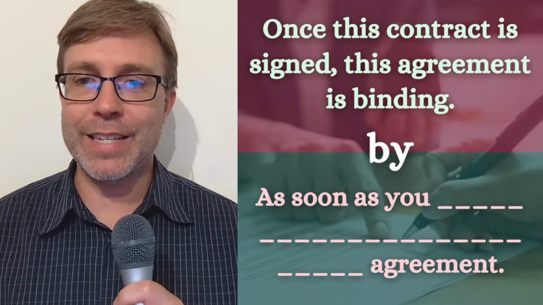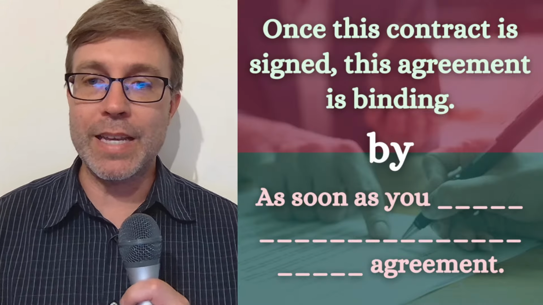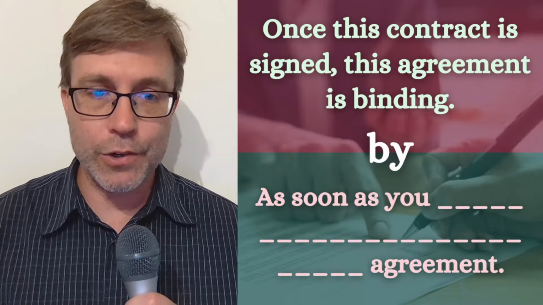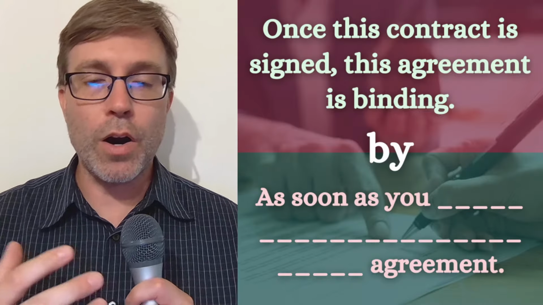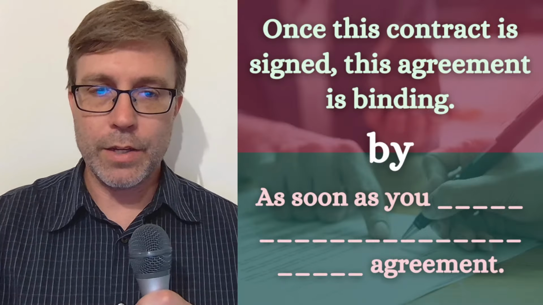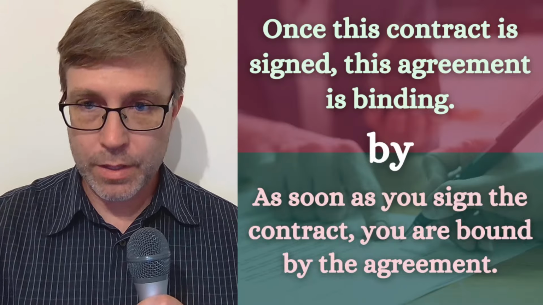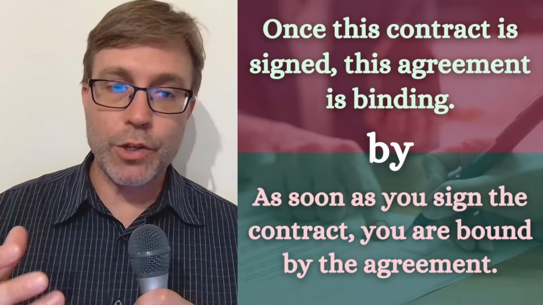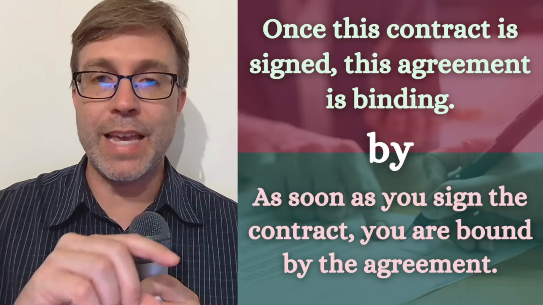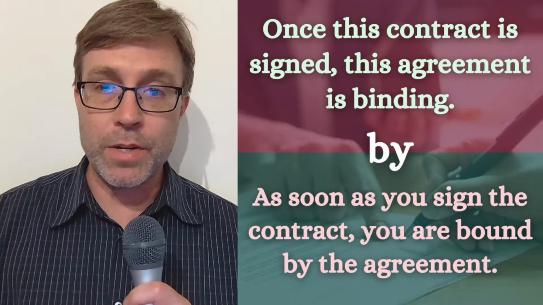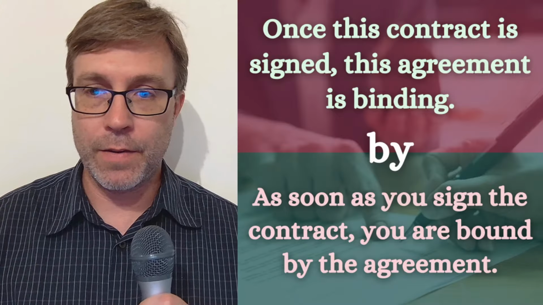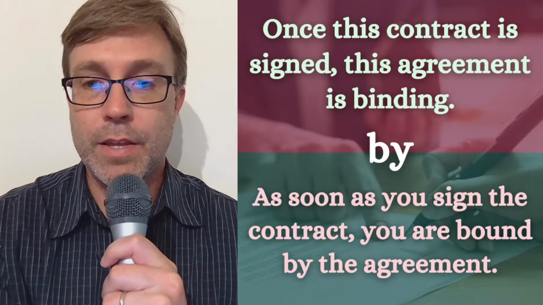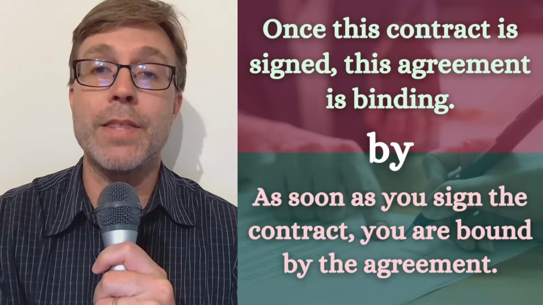Once this contract is signed, this agreement is binding. As soon as you sign this contract, you are what? You are bound by the agreement. So this would be a way to express that. Instead of saying it's binding, you are bound by something. We're using the passive again. As soon as you sign the contract, you are bound by the agreement.